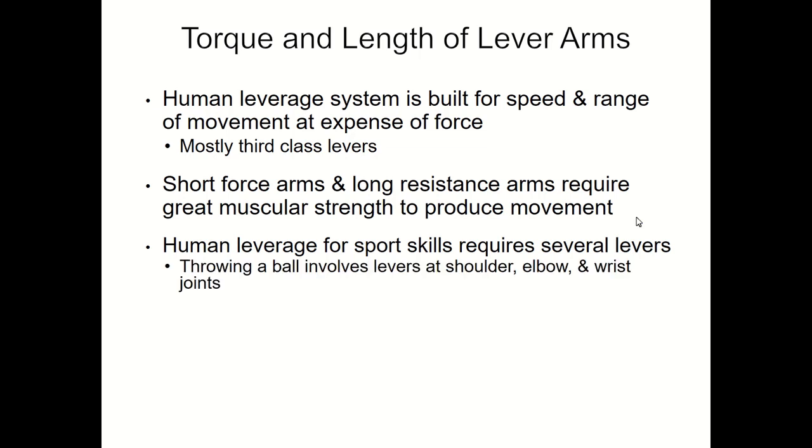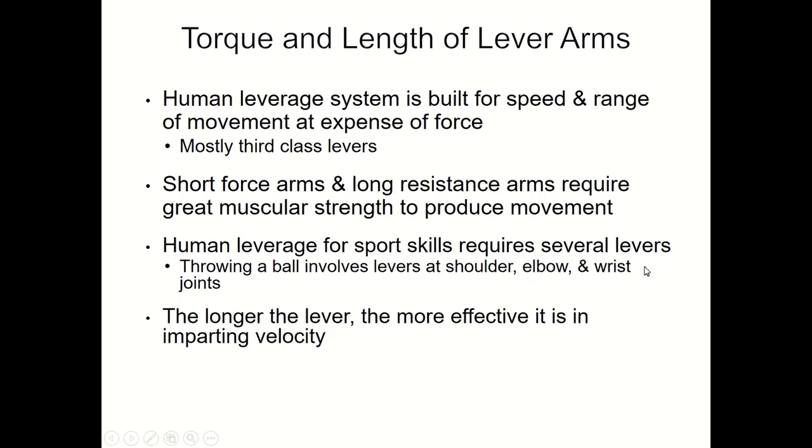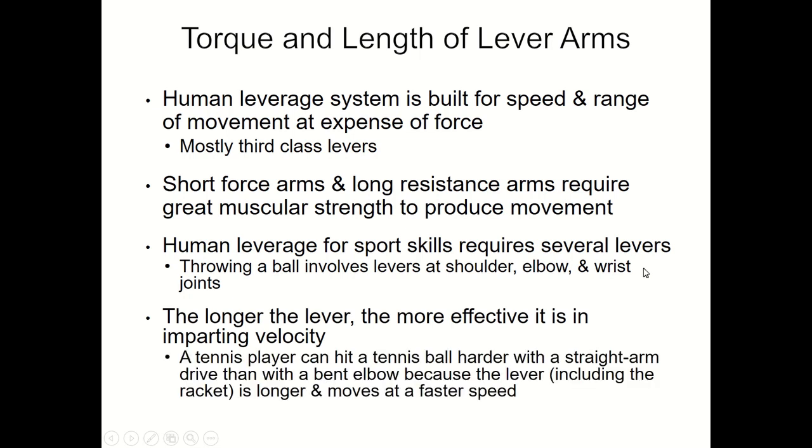Human leverage for sports skills requires several levers. For example, throwing a ball involves the levers at the shoulder joint, at the elbow, and the wrist joints. The longer the lever, the more effective it is in imparting velocity. So, for example, Serena Williams, an amazing tennis player, can hit the tennis ball harder with a straight arm drive than with a bent elbow because the lever becomes much longer, and therefore moves at a faster speed.